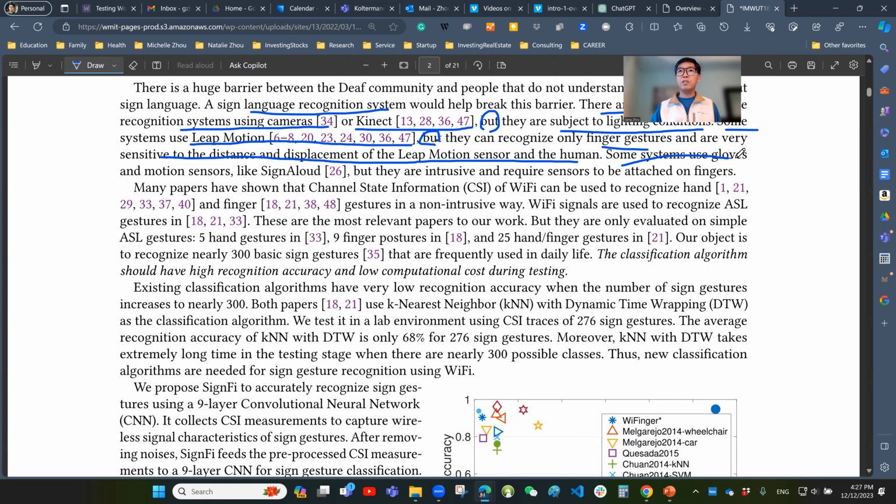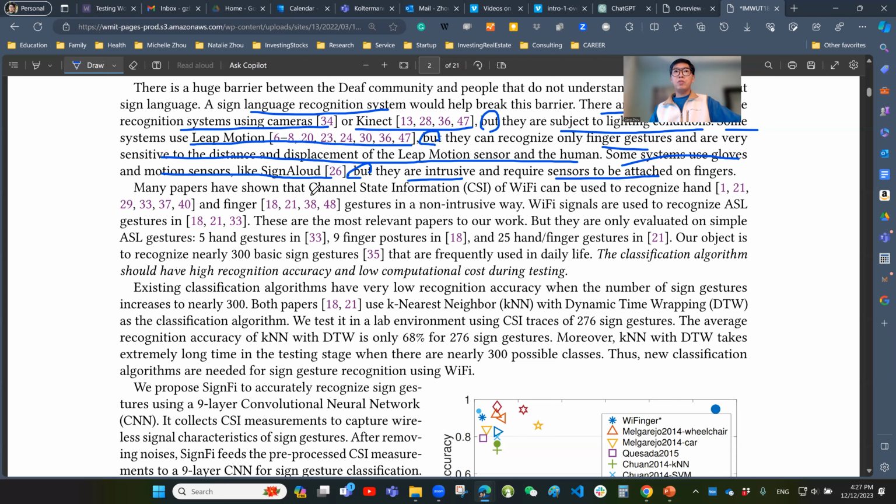Third group, some systems use gloves and motion sensors, like SignAloud. However, we're different: they are intrusive and require sensors to be attached to fingers. You see, I described 3 or 4 groups of related works and nicely articulated what they didn't do, but what we did, right? Now let's keep going.